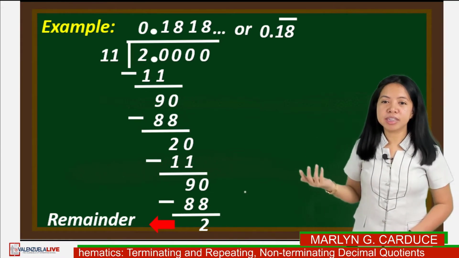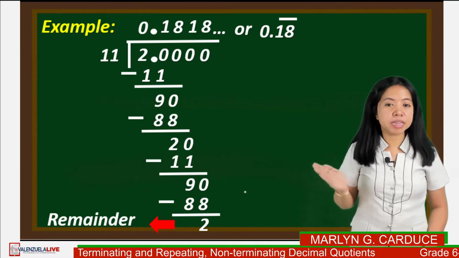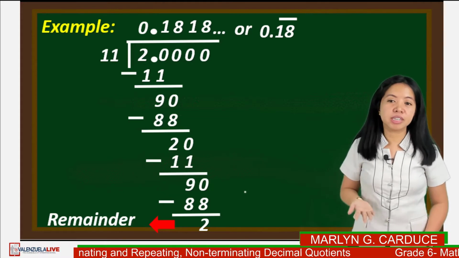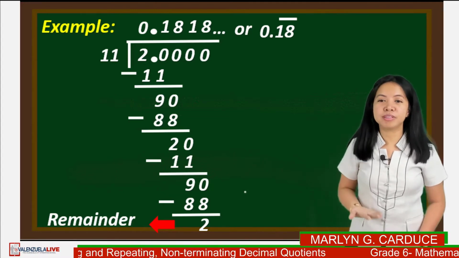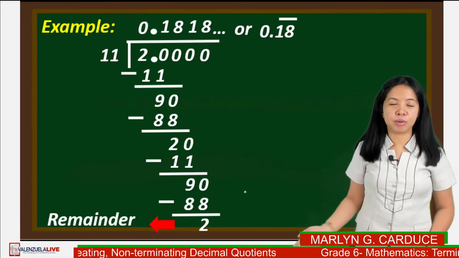So when we divide the numbers, as you can see, there are digits that are repeated no matter how many zeros we add. And we cannot get a 0 remainder.